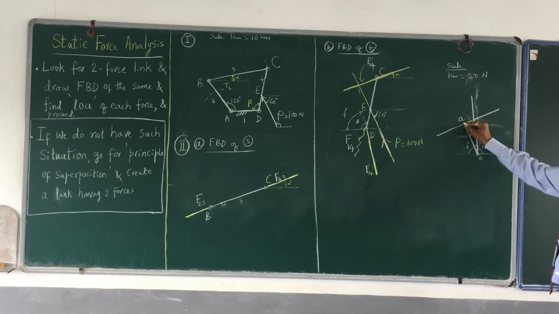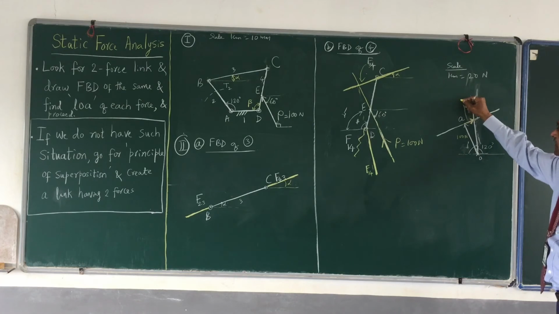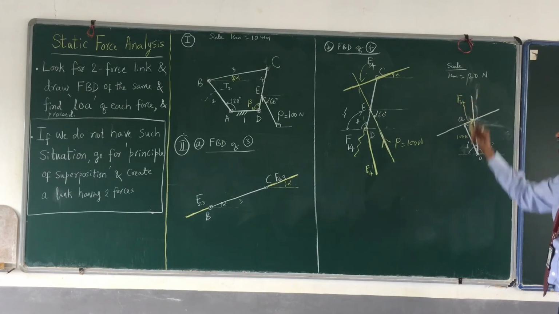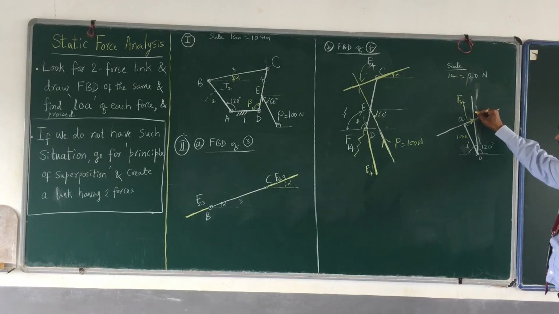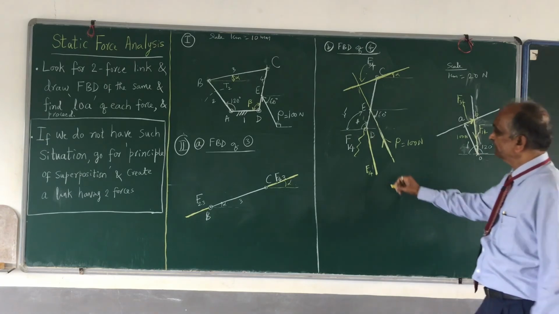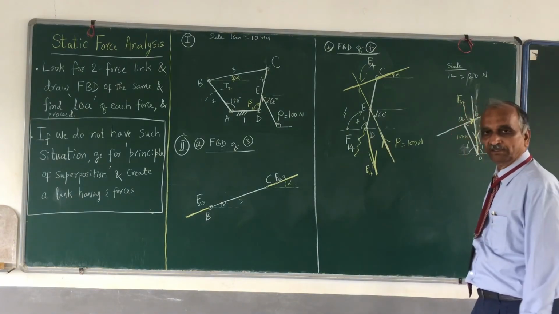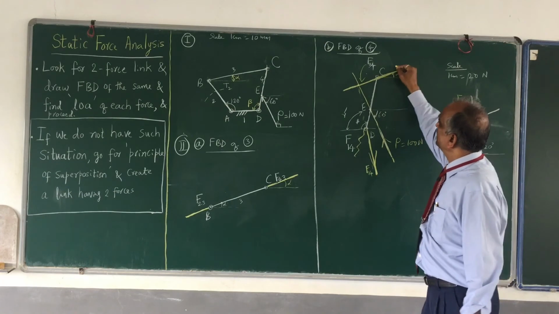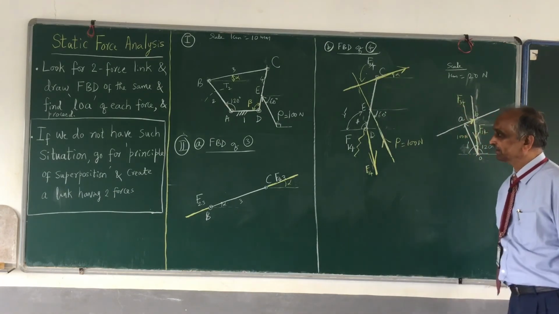From A, this is your next force, and this is your direction. And what is that force? This force is F34. And this is the point B, end point of the second force. At the end point of the second force, you will be drawing the third force. And what is that? That is F14. Go back here, F14 is in this direction. What is the direction of F34? F34 is in this direction.